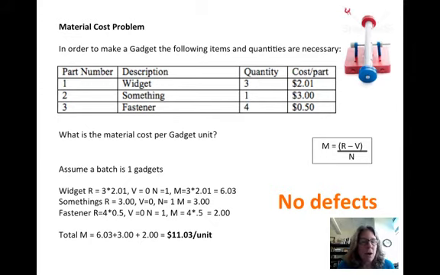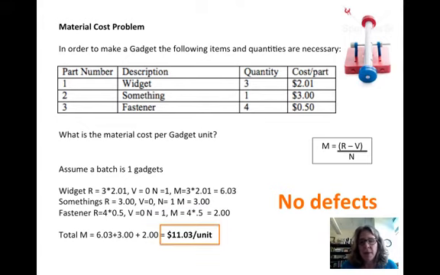The somethings, the raw material cost is 3. We only need 1 of them, so it's just 3. No recycling, 1 unit. So the material cost is $3 for the somethings part of that. For the fasteners, we need 4 of them at 50 cents. So the raw material, the R, is going to be $2. V is 0, N is 1, so we just have $2. So again, we just multiply that out and then we add it up. And so the cost is $11.03. So remember that, $11.03 if there are no defects.